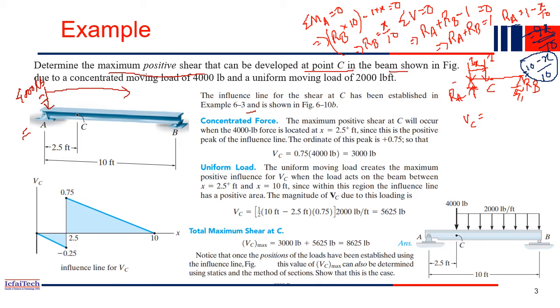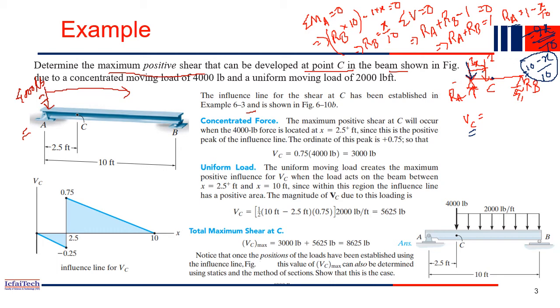Now if this unit load is at this point, meaning x equal to 0, then how much do you get? RA equal to 1, right? The 10 will cancel out, so we get RA equal to 1. That means our equation is fine. Now we have RA and RB, so we calculate VC, the shear force at the point C.